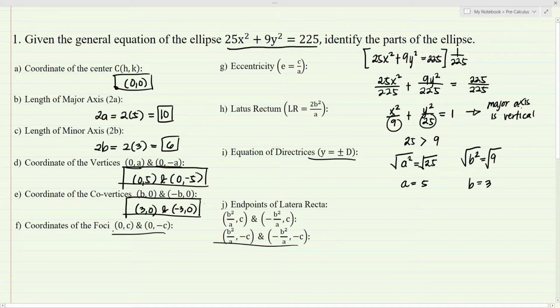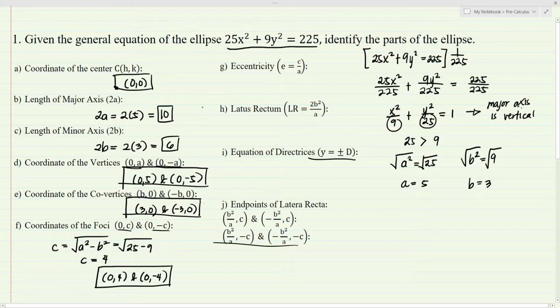Now for the coordinates of the foci, before we can solve for these two coordinates, let's solve first for the value of c, which is the distance from the center to one of the foci of the ellipse. So the equation here is c equals the square root of a squared minus b squared. Plugging in the values, I would have the square root of 25 minus 9. So that would be the square root of 16. Square root of 16 is 4. Therefore, c would be equal to 4. So we can now identify the coordinates. I would have (0, 4) and (0, -4).